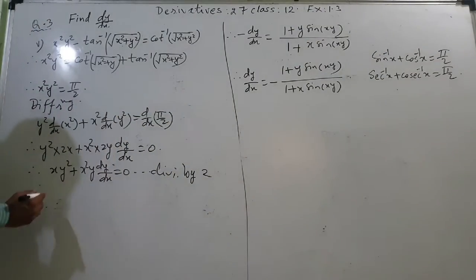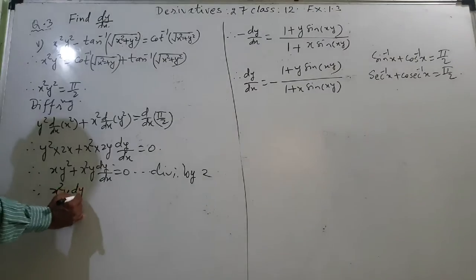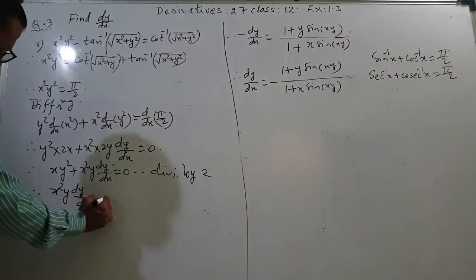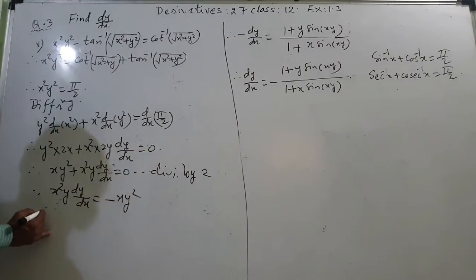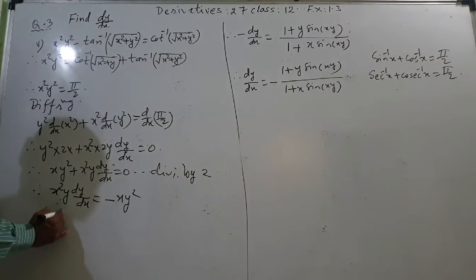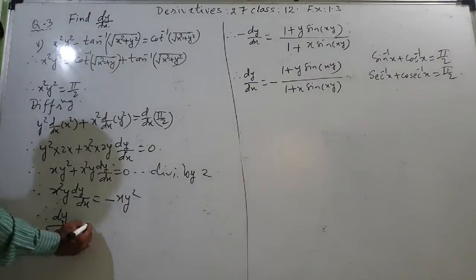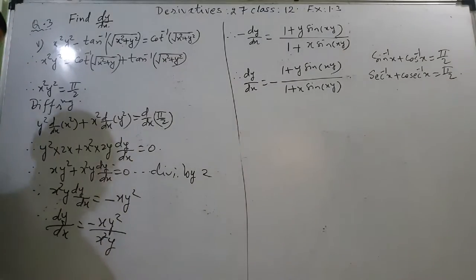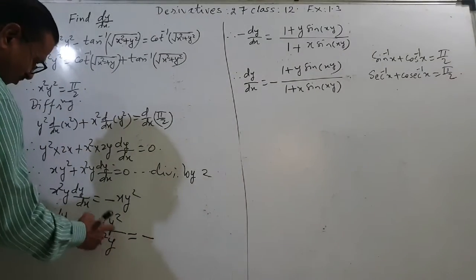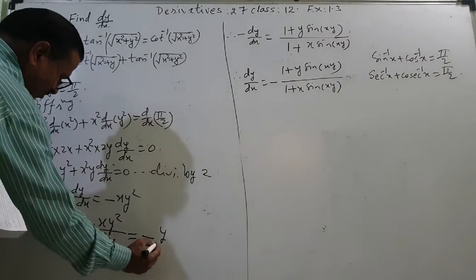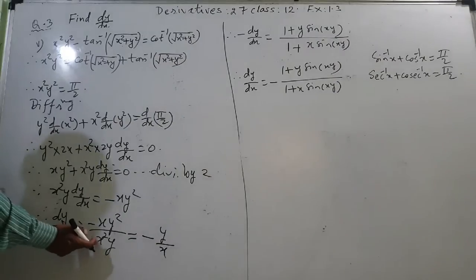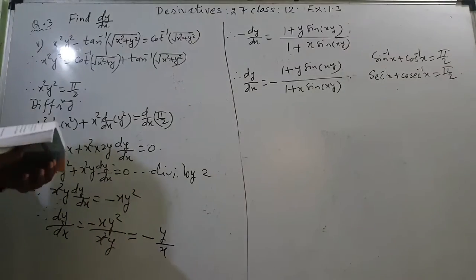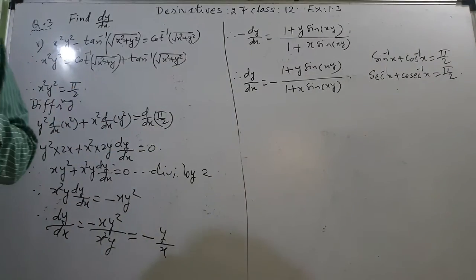Now see this. So x square y dy by dx is equal to minus xy square. But my interest is in dy by dx, so dy by dx is equal to minus xy square upon x square y. So that is equal to minus, 1 y will remain in the numerator and 1 x will be remaining in the denominator, minus y upon x. This is x into x, 1 x will get cancelled. This is y into y, 1 y will get cancelled, and the answer will be minus y upon x. Hope that you have understood.